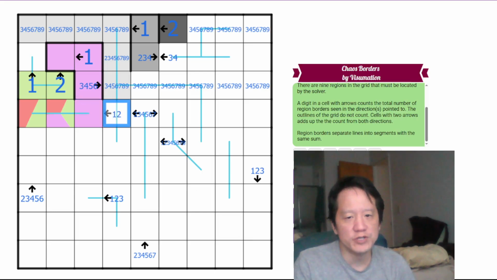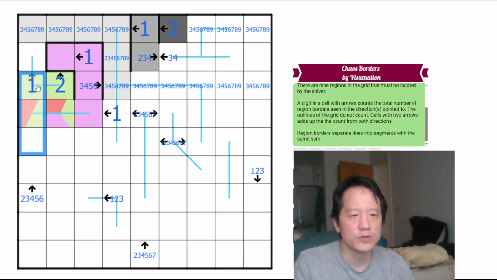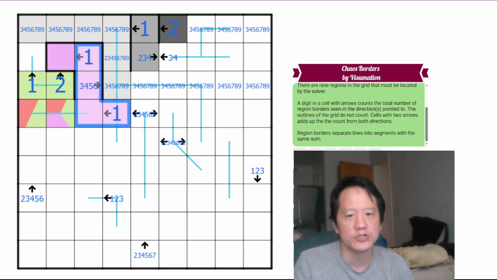Okay, so the reasoning here, say this was 1. We know the green has to escape out this way. So the green has to be here. We have a pink here somewhere. So the border has to be between the green and the pink somewhere. Therefore, this must be pink, but we have 2 ones in the pink region. So this cannot be 1. This has to be 2.